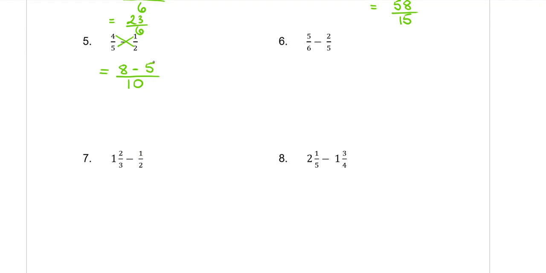8 take away 5. And that was another little thing that caught a few people yesterday, is subtracting when they should have been adding, or adding when they should have been subtracting, mixing up their signs. 8 take away 5 is 3 over 10.